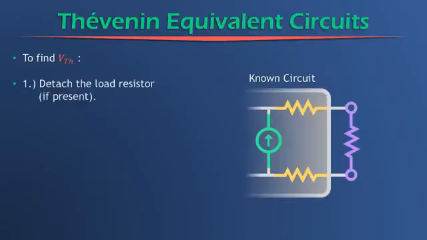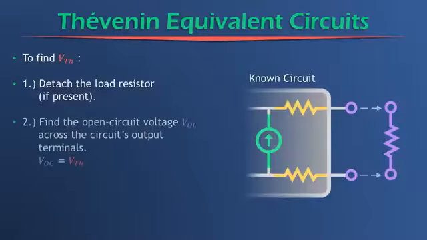The first thing we want to do is to detach the load resistor, again, as we've done before in the previous step, finding R. And the second step is to find the open circuit voltage, VOC, across the circuit's output terminals. So it's really as simple as that.